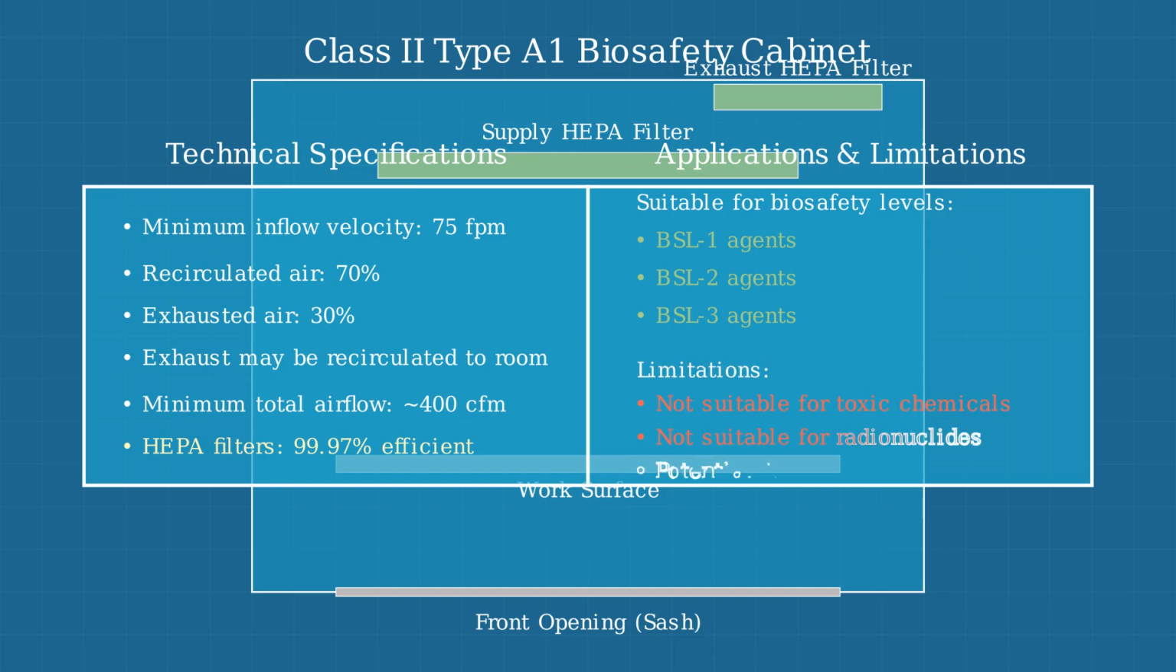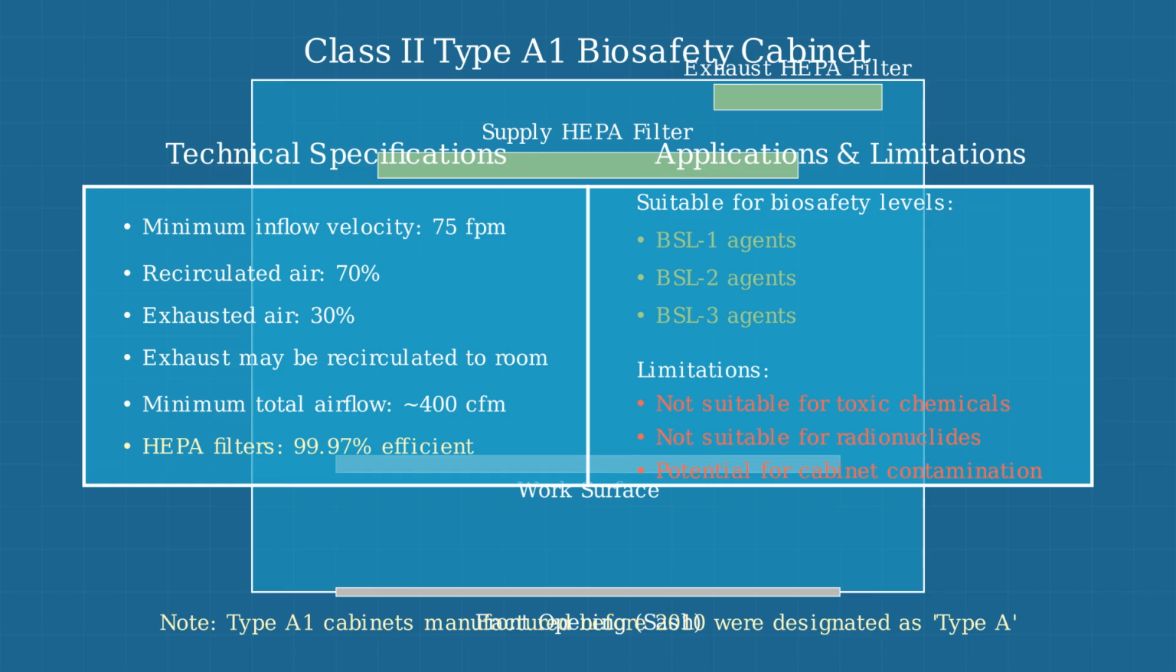However, they have limitations. They're not suitable for work with toxic chemicals or radionuclides, and there's potential for cabinet contamination due to the recirculated exhaust. It's worth noting that Class 2 Type A1 cabinets manufactured before 2010 were formerly designated simply as Type A.